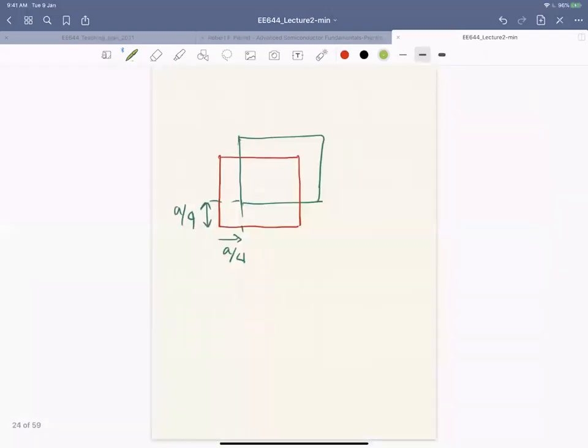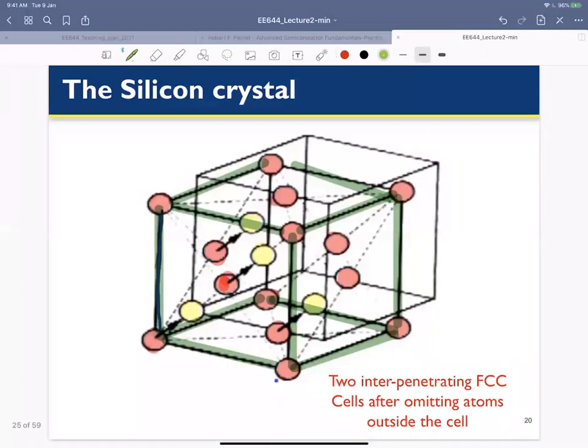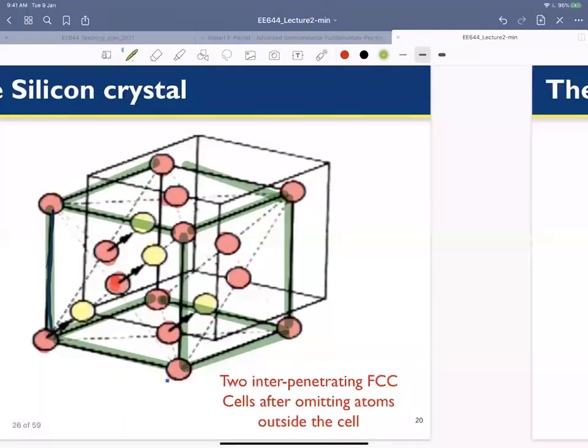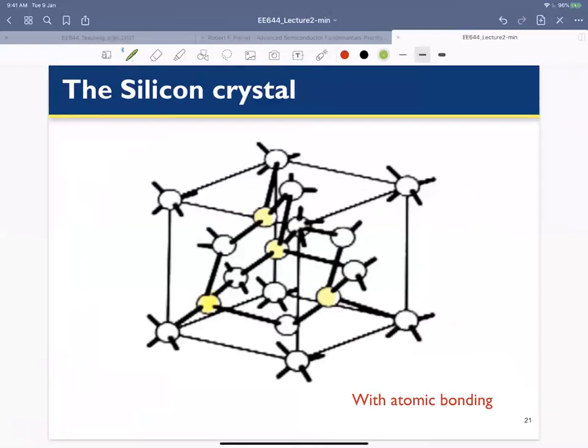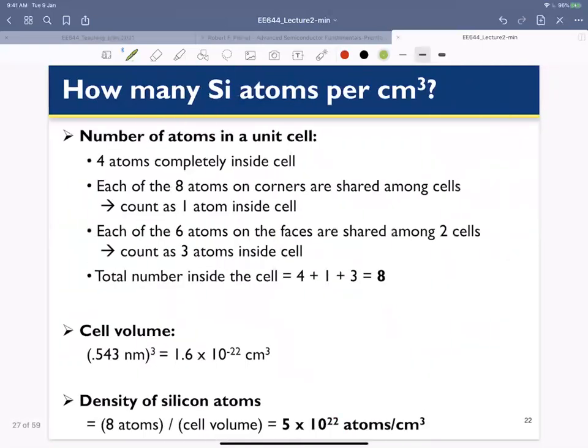Please keep in mind that germanium also has the diamond cubic structure, like silicon. Silicon is diamond cubic, and germanium is also diamond cubic. Basically, the material properties also depend on the number of atoms. We have a unit cell, the smallest repeating dimension, and you could take a unit cell and create the silicon crystal.